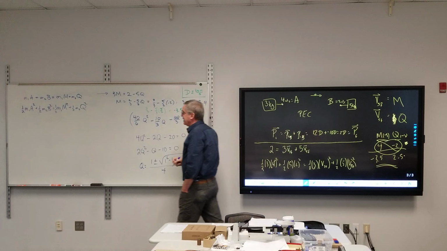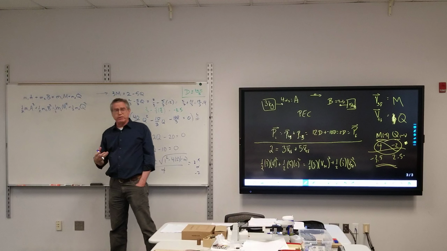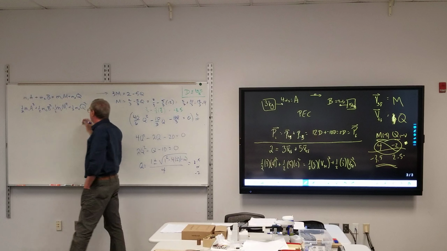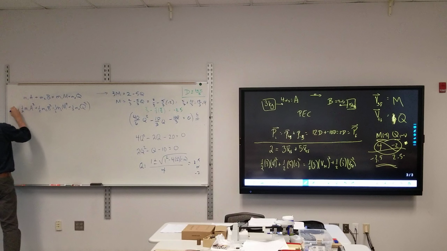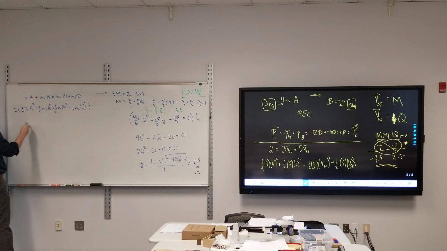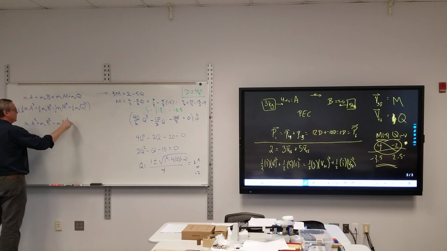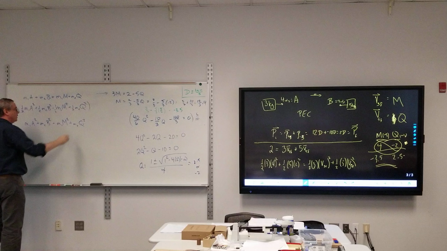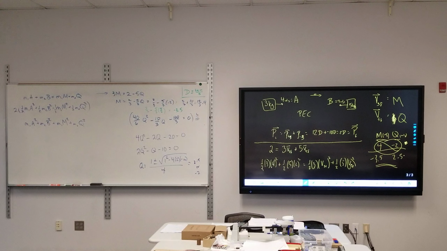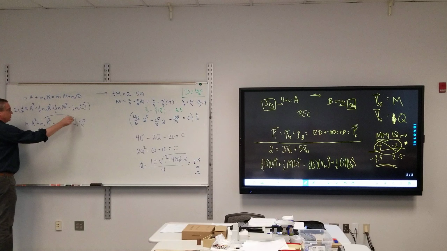I'm going to simplify the second equation. I'm just going to multiply everything by 2. So this becomes m1a squared plus m2b squared equals m1 big M squared plus m2 big Q squared. I'm now going to organize it so all my m1s are on one side and m2s on the other. So I'm bringing this over to the left, that over to the right.